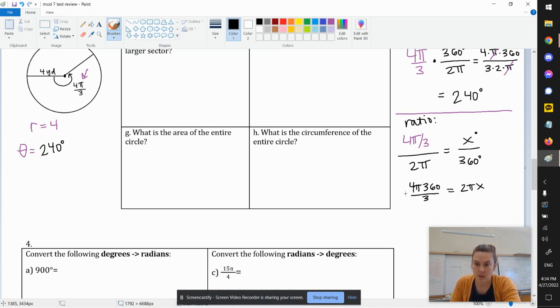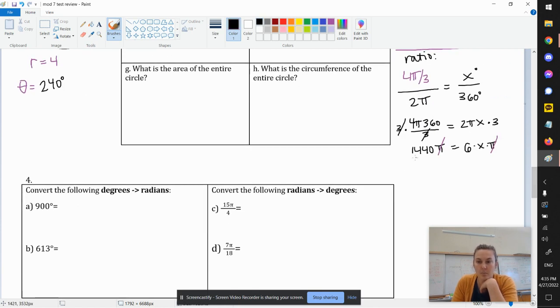When I solve this, I am going to multiply both sides by 3 so that I don't have any fractions at all. We do 360 times 4. 360 times 4 is 1440. 1440 times pi equals 6x times pi, because 2 times 3 is 6. I'm again going to cancel the pi's, divide everything by 6 to get x alone. 1440 divided by 6 equals 240, which is good because that's what we got the other method. And certainly we want to do the same.